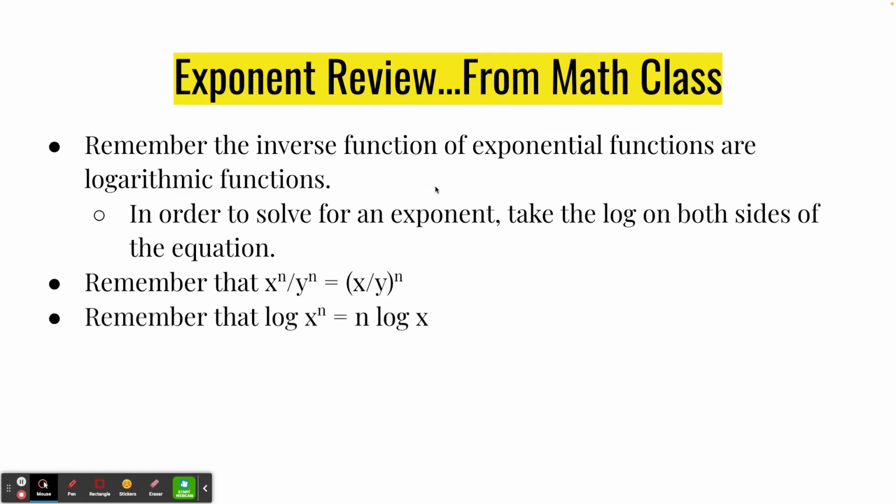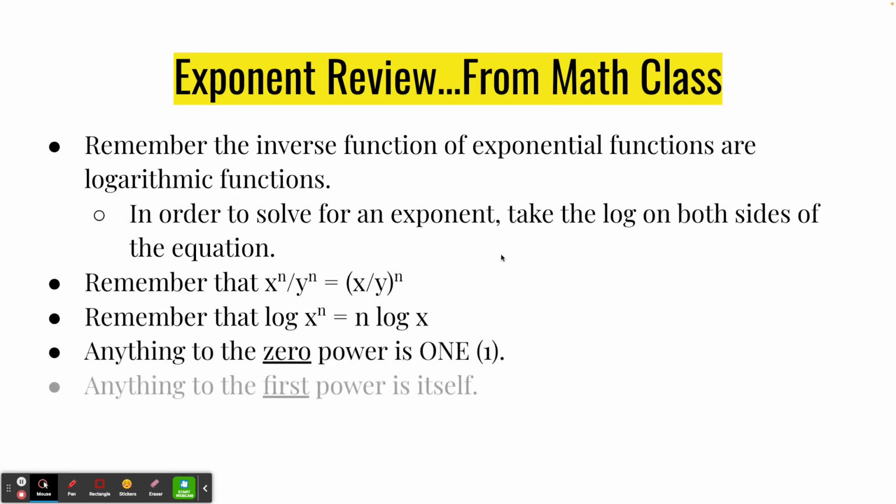Now if we have the log of x to the n power, we can rewrite that as n times the log of x. Anything to the 0 power is 1, and anything raised to the first power is itself. So these 5 bullet points, guys, are going to help us moving forward, particularly when we're solving for our reaction orders. So this is going to help us quite a bit. I just wanted to make sure we were all on the same page.